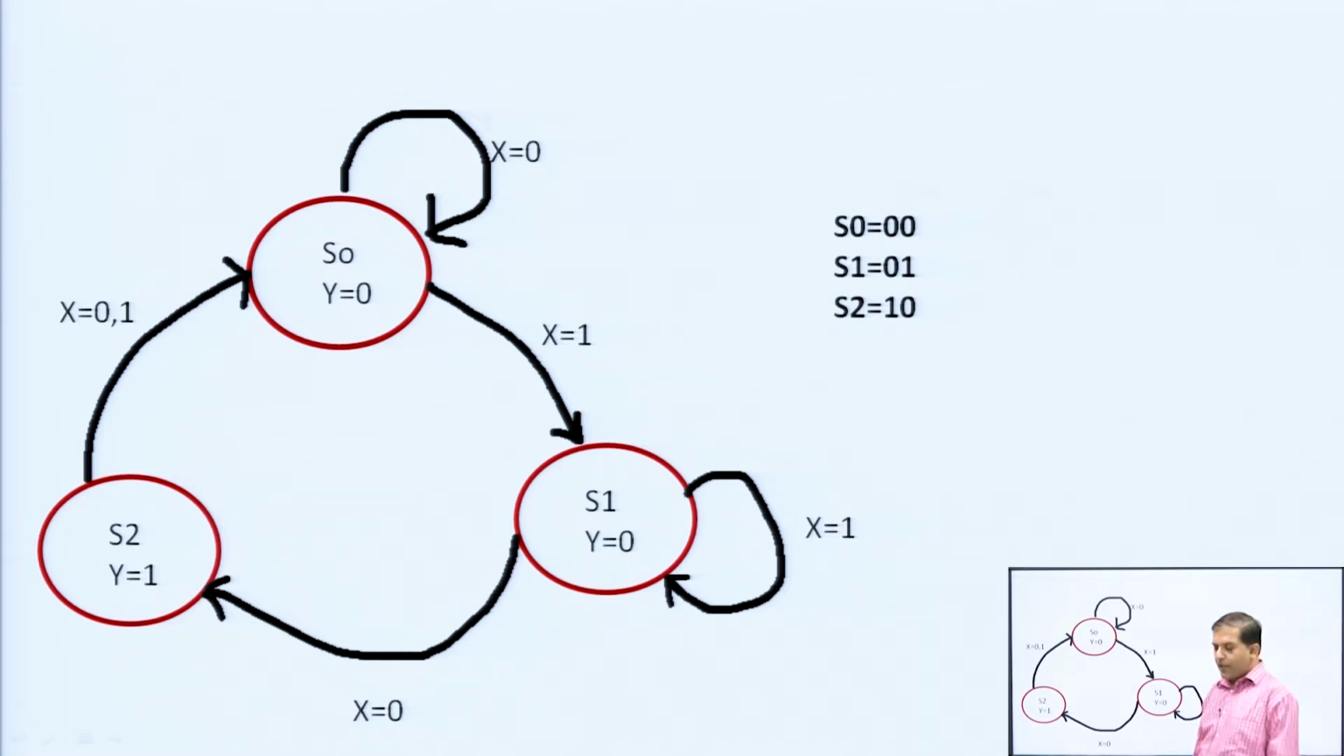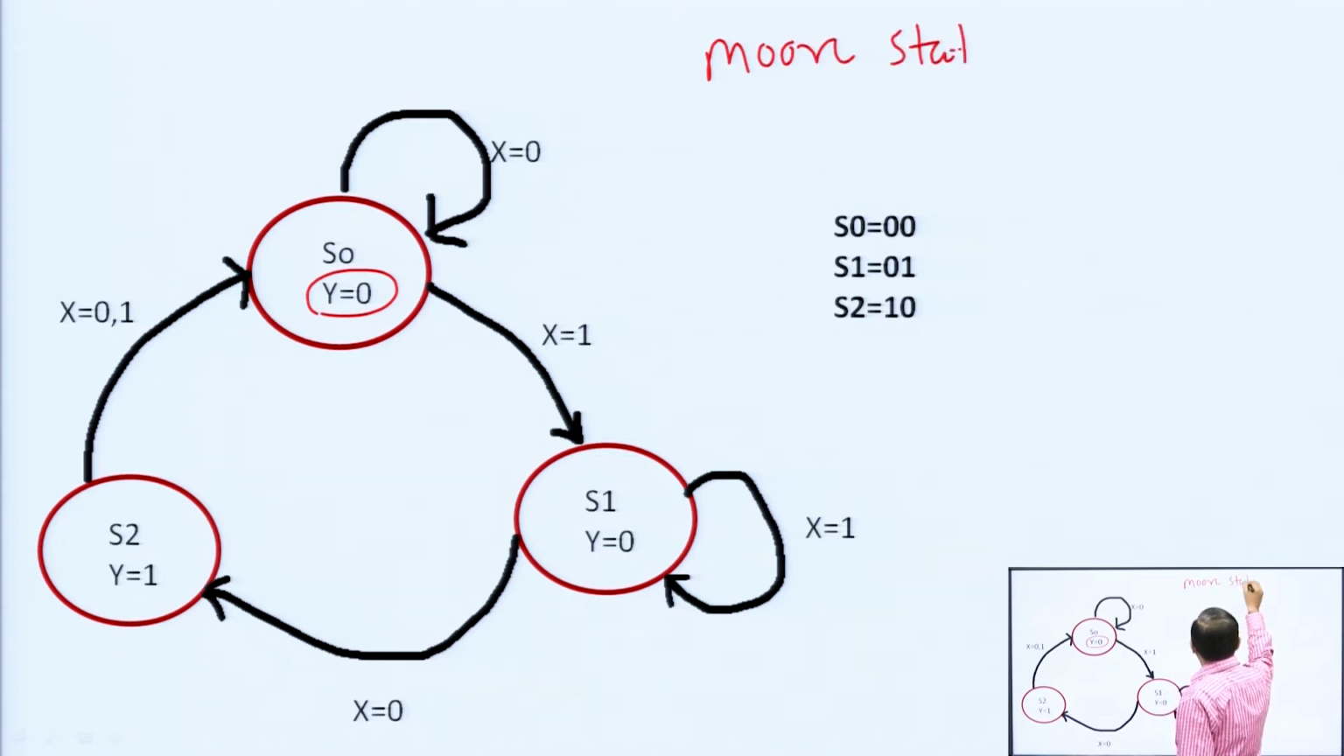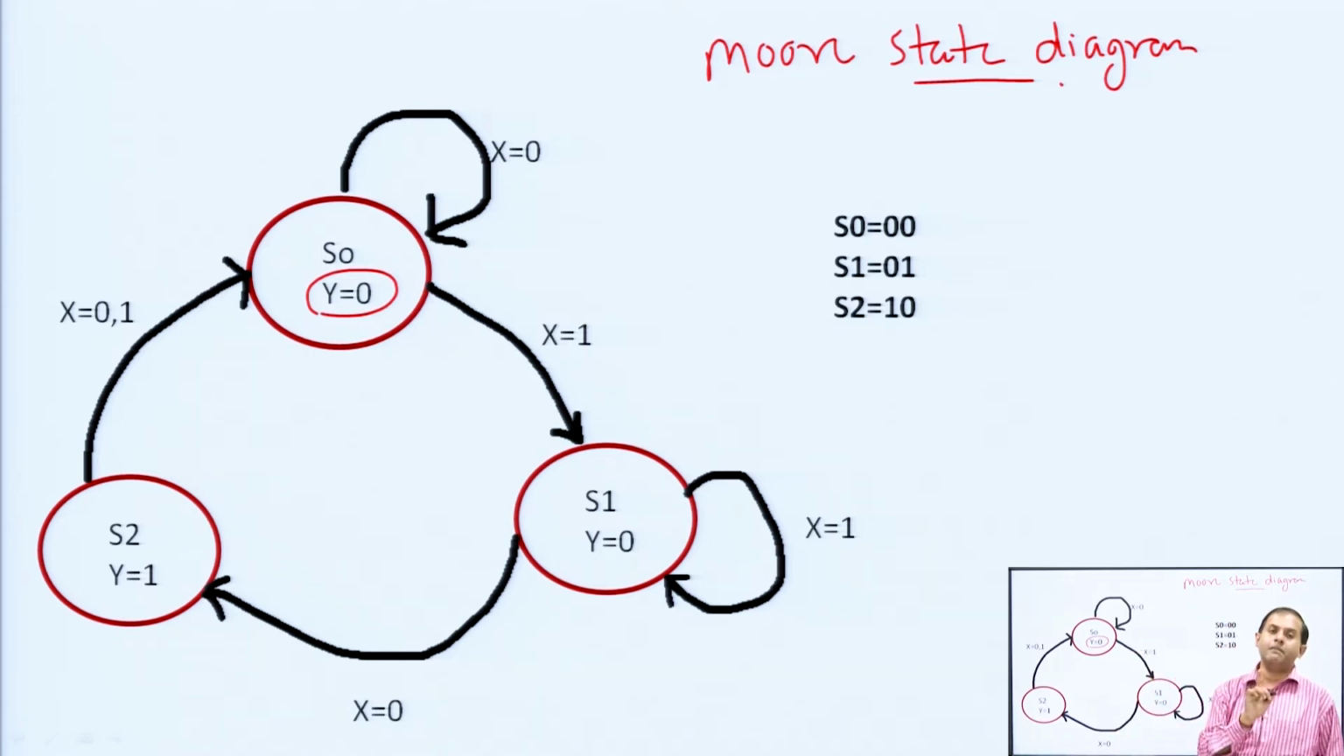Okay. So, here you can see the output is given inside the state, right. The output is given inside the state. So, from the very beginning it is very clear that this is a Moore state diagram, because the output depends only on the present state, not on the inputs. So, from the diagram you have to first determine which type of circuit we are going to design. So, it is very clear, it is a Moore state diagram.